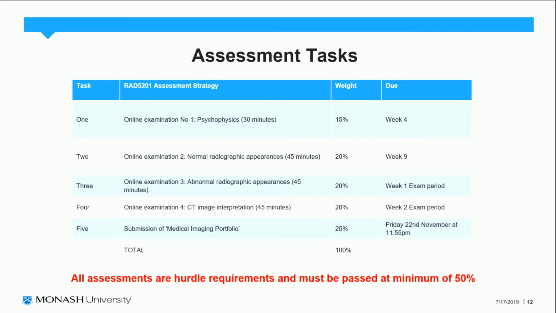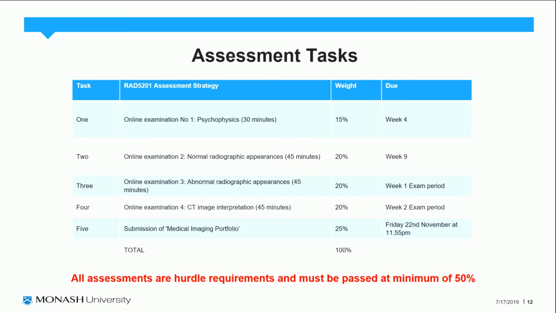Task 4 is an online examination looking at CT image interpretation. This is worth 20%, and it will be during week 2 of the examination period. Task 5 will be the final submission, which is a medical imaging portfolio. The weighting for that is 25%, and the deadline for that submission is Friday the 22nd of November at 11:55 p.m. and I will have an additional presentation on the medical imaging portfolio to work you through those requirements.